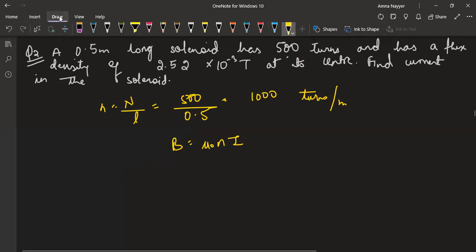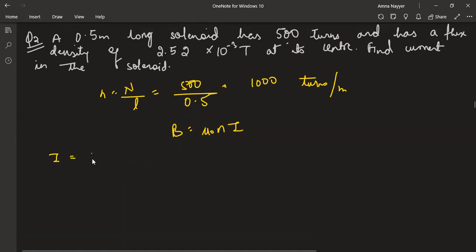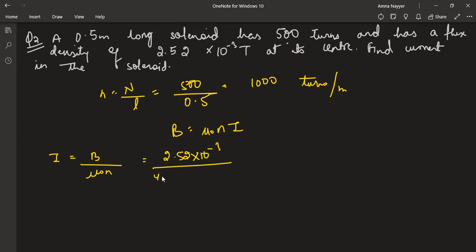So from here, I will be equal to B divided by mu naught N. So magnetic field is 2.52 into 10 to the power minus 3. Mu naught is 4 pi into 10 to the power minus 7. And N is 1000. So this will be, let me check the answer. This will come out to be exactly 2 amperes. Please cross check and see whether it's 2 ampere coming or not.